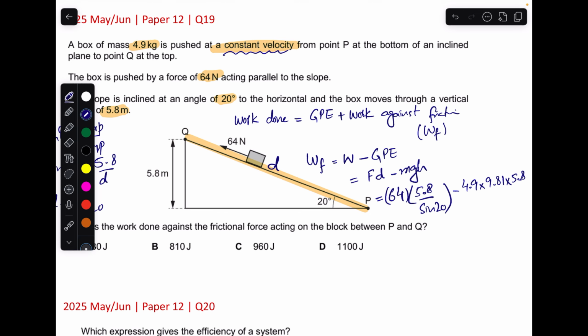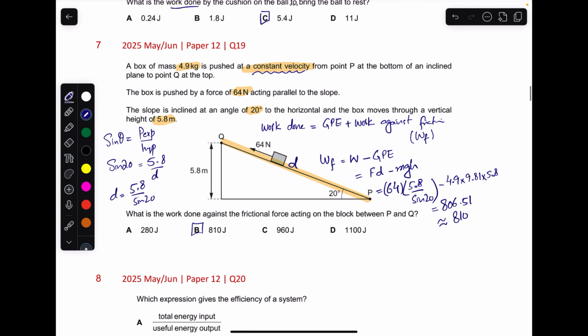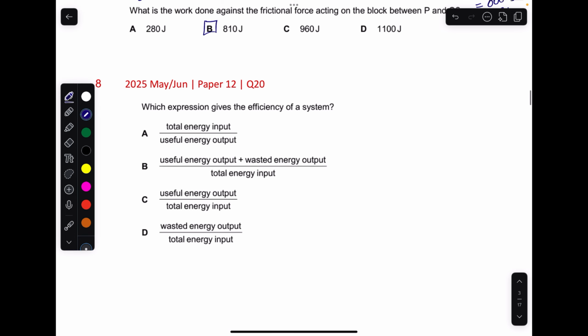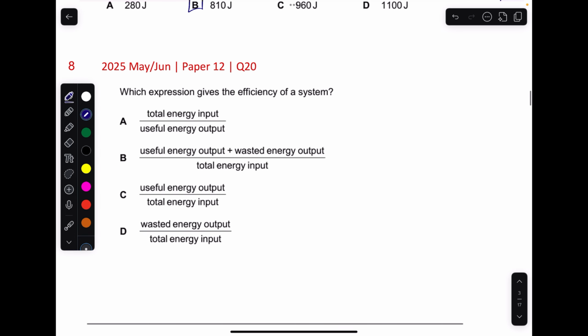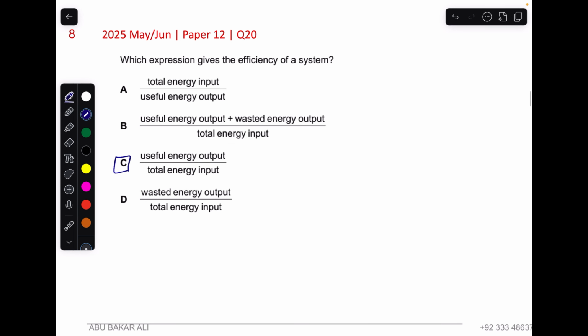Okay, when you solve this thing, it will give you 806.51, that is 810 nearly. Okay, so option B. In the next question, which expression gives the efficiency of a system? You need to remember the definition of the efficiency. Efficiency is useful output power or the output energy divided by the total input. Okay, energy or power, it can be defined both ways. So in this case, option C is correct. Useful energy output divided by total energy input.